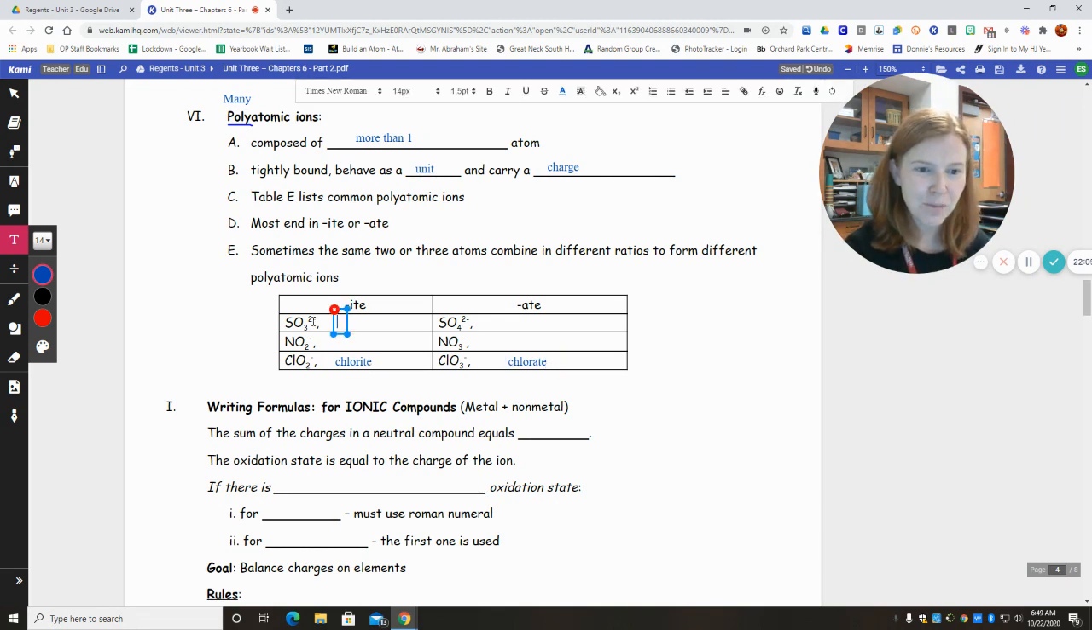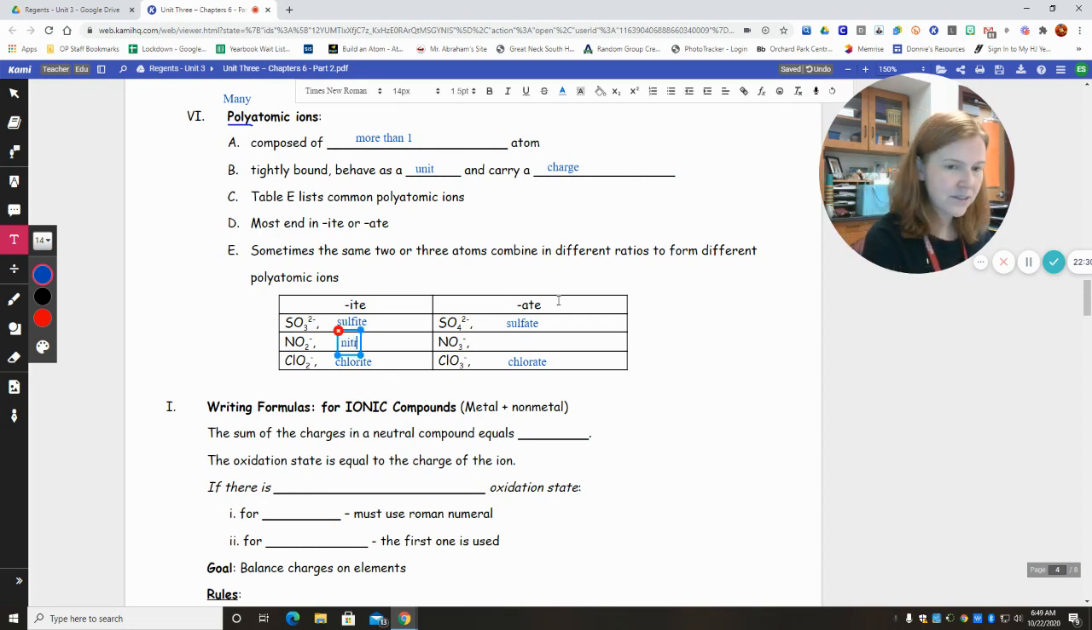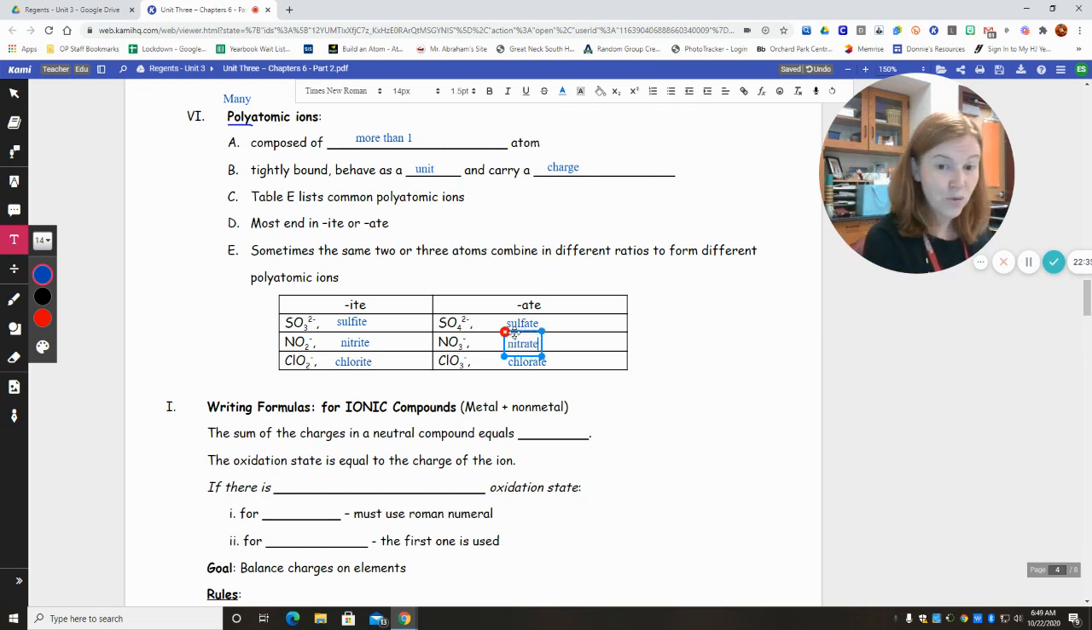So just to finish some of these off, SO3 2-, if you look that up, is sulfite. SO4 2- is sulfate. The anion form of just sulfur would be sulfide. NO2- is nitrite. NO3- is nitrate. The atomic form of nitrogen by itself, monoatomically, would be nitride, okay?